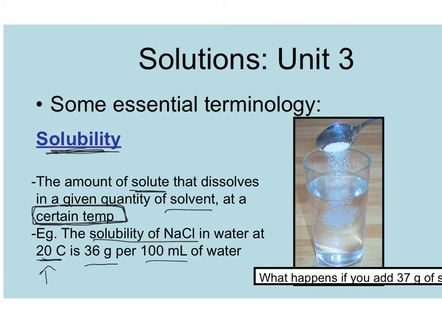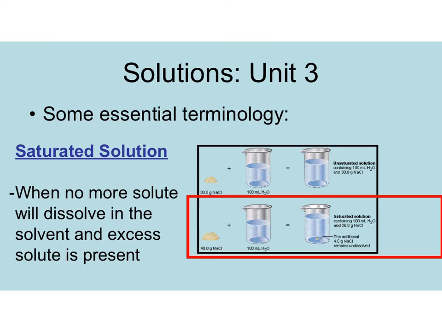Okay? Now, a question over here is, well, what would happen if I put 37 grams in? Well, it says that I can only put 36 grams. So if I decide to put 37 grams in there, 36 of them would dissolve, but then I would have like 1 gram of salt just sitting there at the bottom that won't dissolve anymore into the water. That's what solubility means.